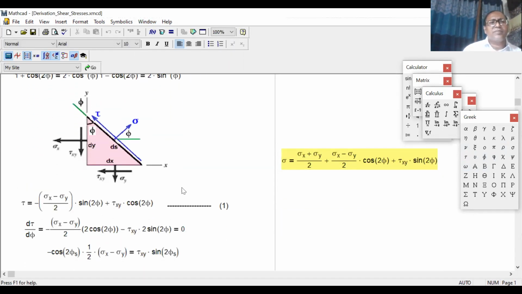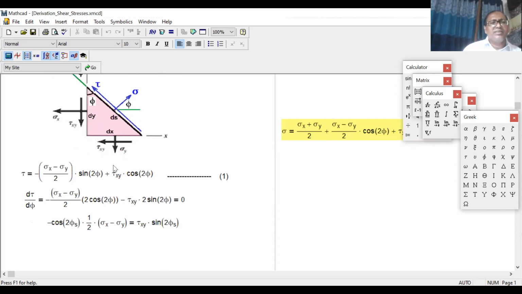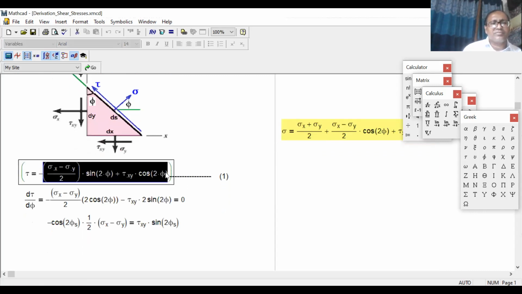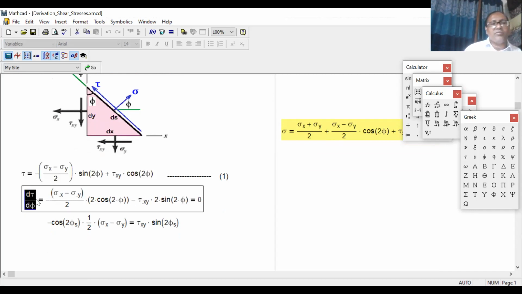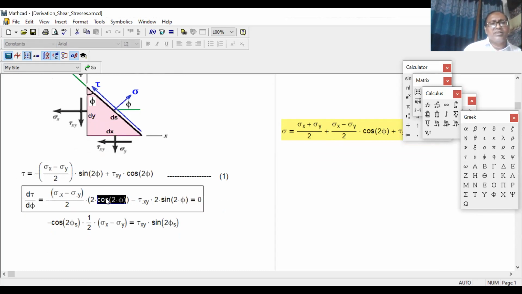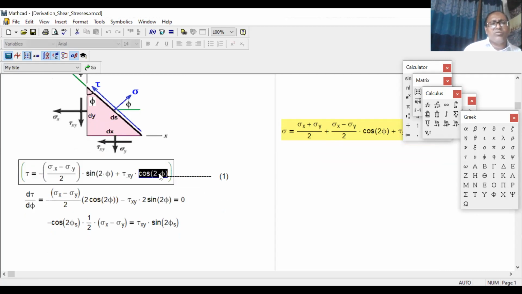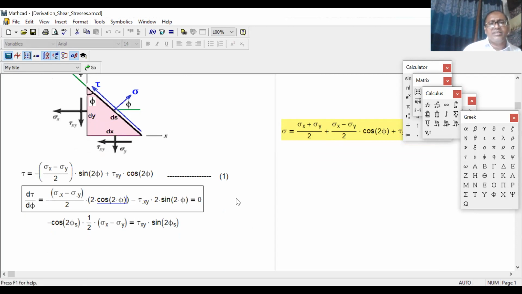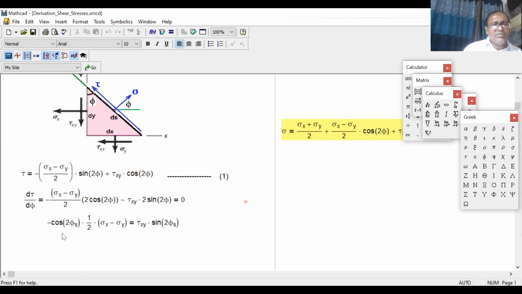So you see, this is our mother formula. Okay, so what we did, we figured out d tau by d phi. So this value remains the same, sine 2 phi, 2 into cos 2 phi. Similarly over here, for cos 2 phi we get 2 minus sine 2 phi. So minus is coming over here. This is equal to 0. Then you simplify.